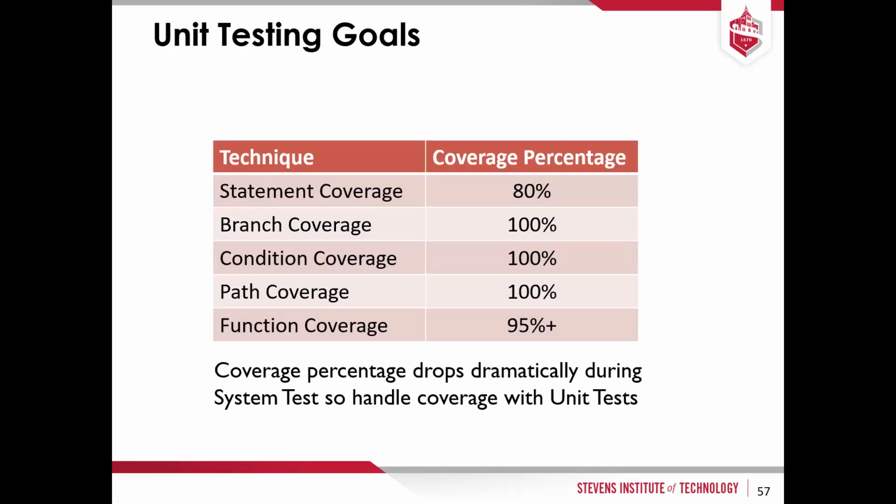As a rule of thumb, when we do statement coverage, we expect to go not less than 80%. Branch coverage, we normally can do 100% because we just look at the number of paths. The condition coverage, the same thing. Path coverage, the same thing, and we know the formula for how we are going to calculate that. The functional coverage, we normally can do 95% plus, but it's really hard to approach 100%.